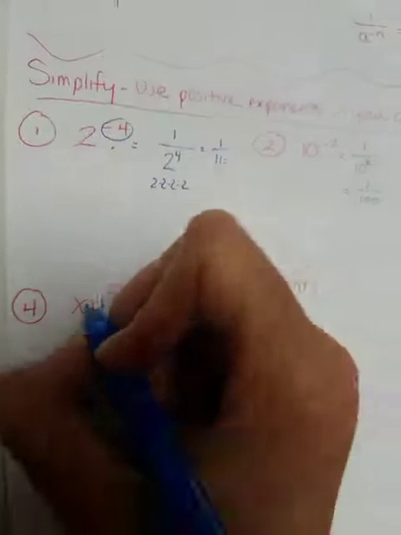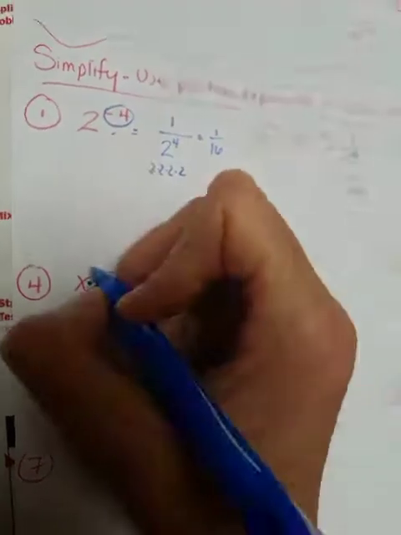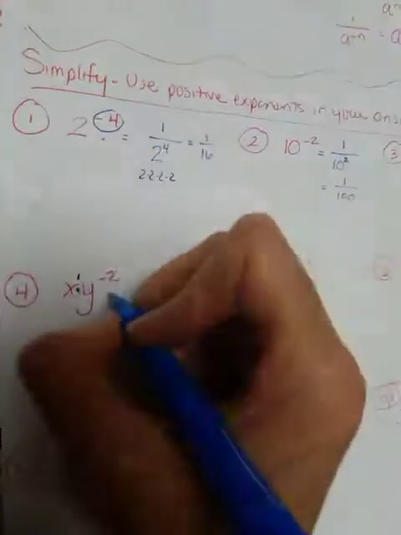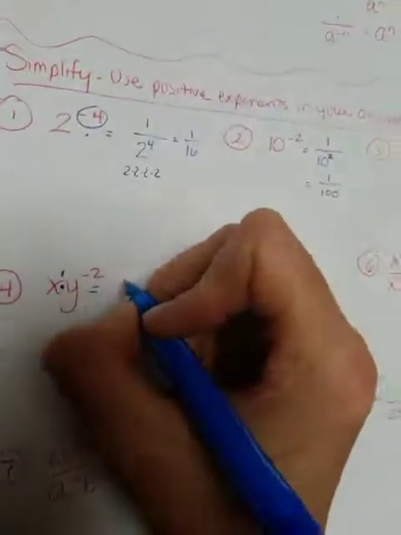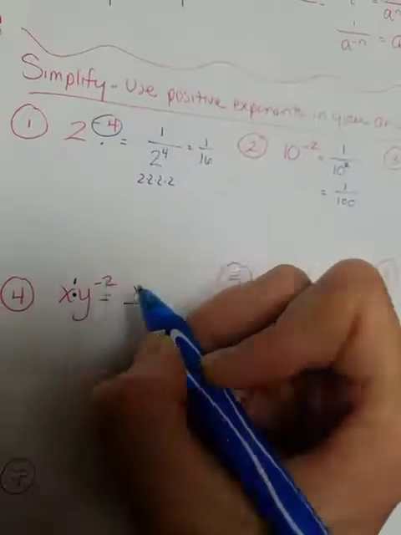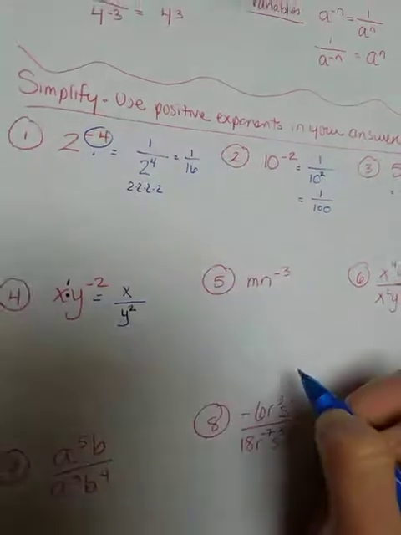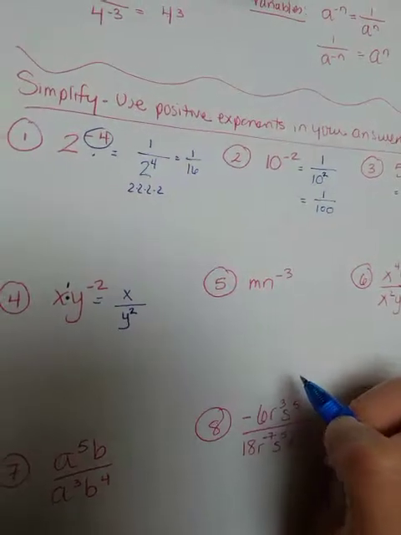Number 4. So now this one here, this is saying x times y to the negative 2. I'd like to point out here that it is just y that is to the negative second power. X is really to the first power. So this gets a little tricky. Because x is to the first power, it's going to stay on top. It's not negative. Because y is to the negative 2, I have to write it on the bottom as y squared. And I'm done, because I have no negative exponents in my answer.